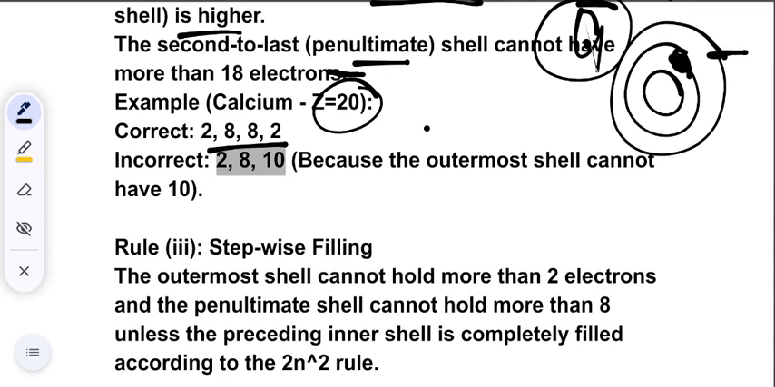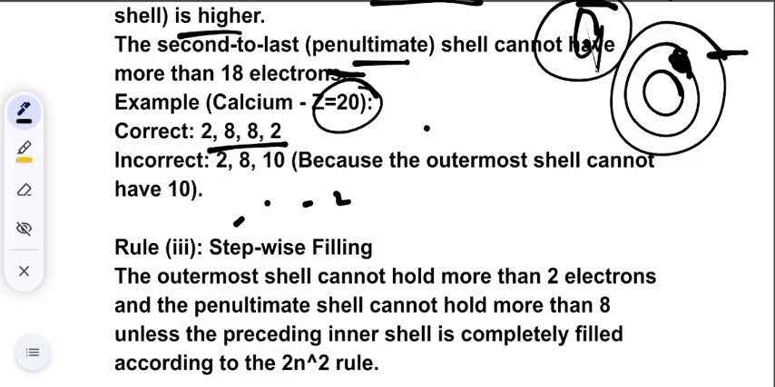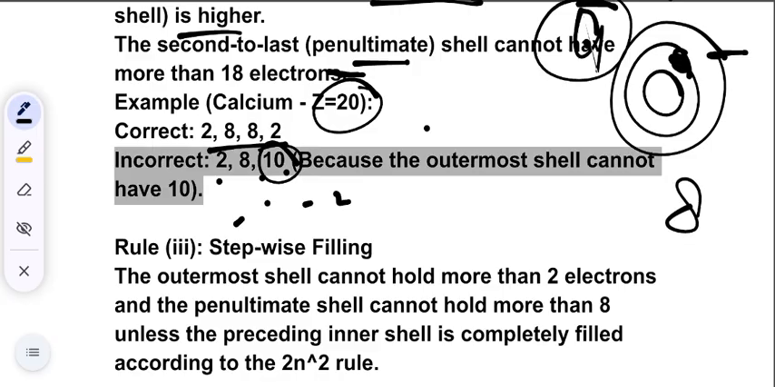Here they have given the order also. Inside 2, outside of that 8, then again 8, then 2. The incorrect one is 2, 8, 10. Why 10? Because the outermost shell cannot have 10, it can only have up to 8.